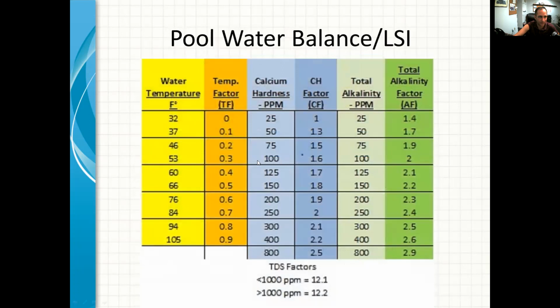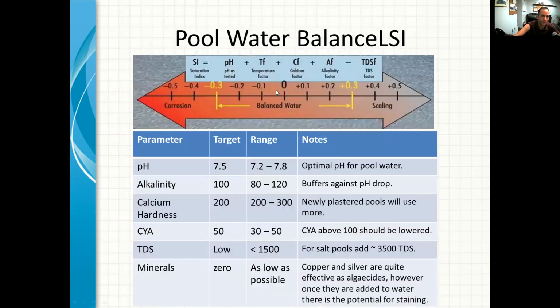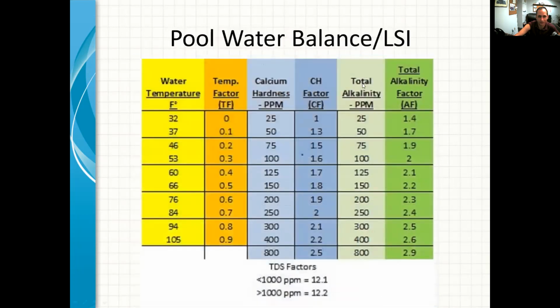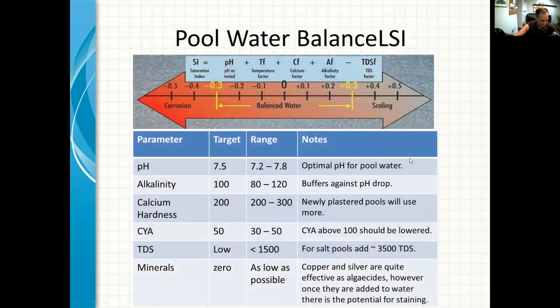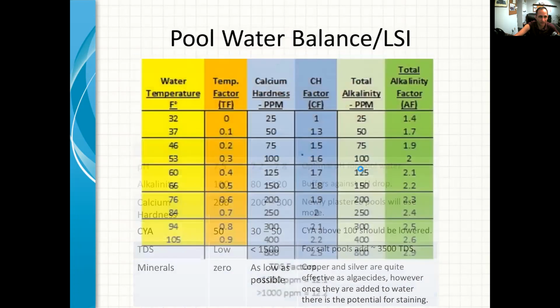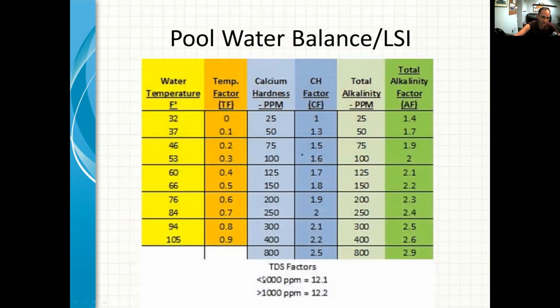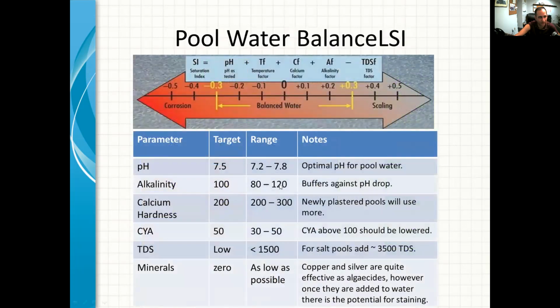Then the next thing, calcium factor. So we go look up the calcium. The calcium should be 200 ppm. So 200 is 1.9. So plus 1.9. Alkalinity is next. 100 alkalinity is a factor of 2. So plus 2. And then minus the TDS factor. Let's say it's less than 1,000 ppm, 12.1. So then I minus 12.1, and the result is minus 0.1. So with a perfectly balanced 7.5 pH, 100 alkalinity, 200 calcium, you get a minus 0.1 on this index.